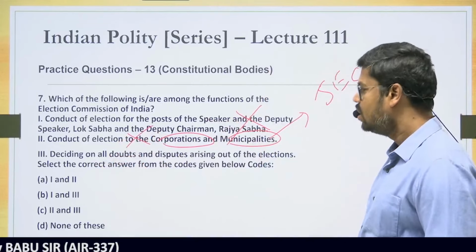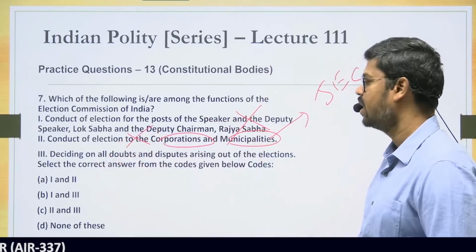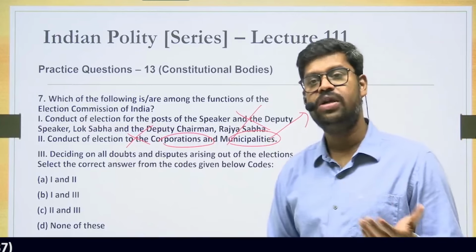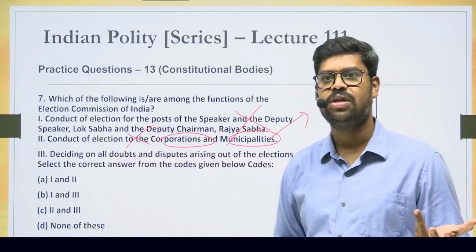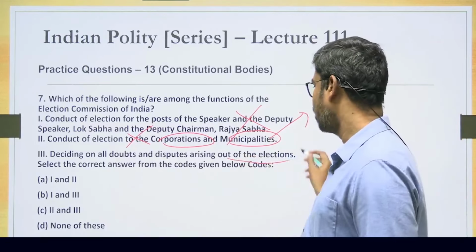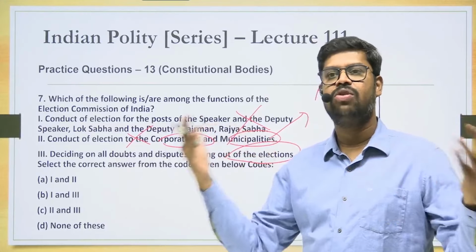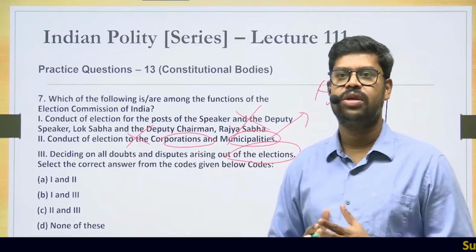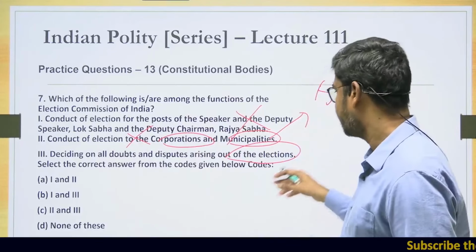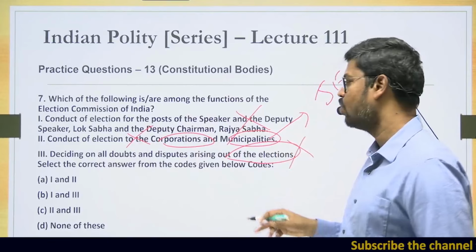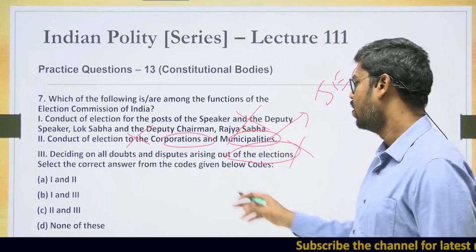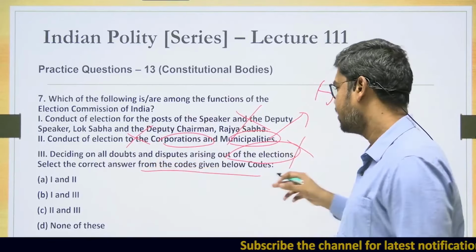Deciding on all doubts and disputes arising out of the election. So, deciding all disputes arising out of all elections, because here it is not specifically talking about what type of elections. So you cannot expect the Election Commission of India to resolve all the disputes. No, that is not their job. Because the statement is vague and it is not clearly saying what type of election, that is also wrong. Which of the statements given above are correct?